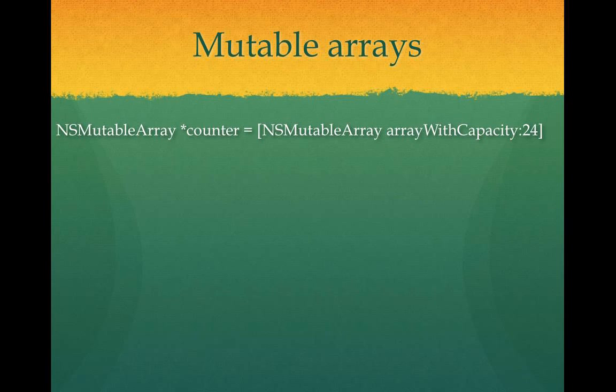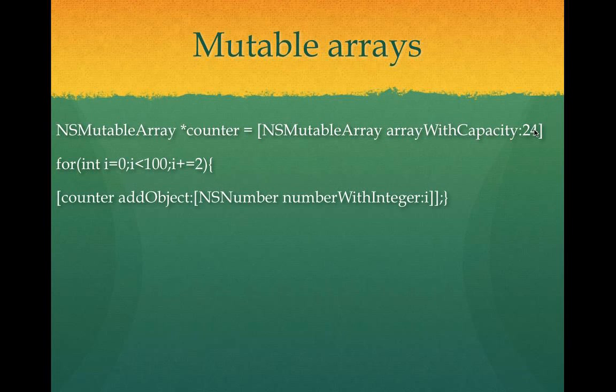But by the way, if your array exceeds, like in my case 24, then it will automatically be increased, and you don't have to worry. So how to initialize an NSMutableArray? You type NSMutableArray, the star, the name of your array, which is counter here. Then you have to use this method, arrayWithCapacity. So NSMutableArray arrayWithCapacity, and in my case it's 24.